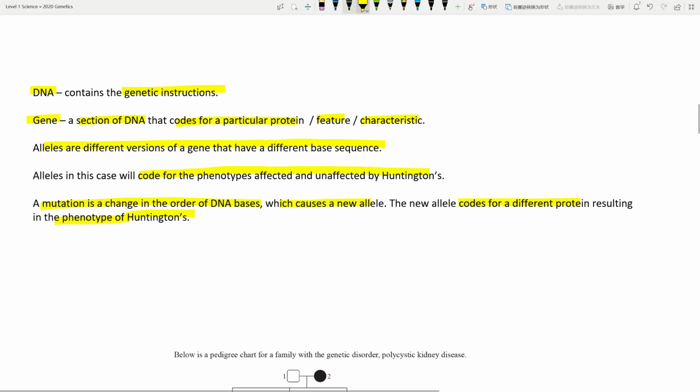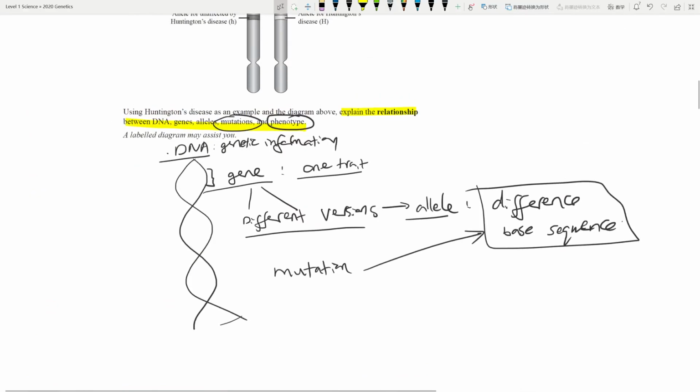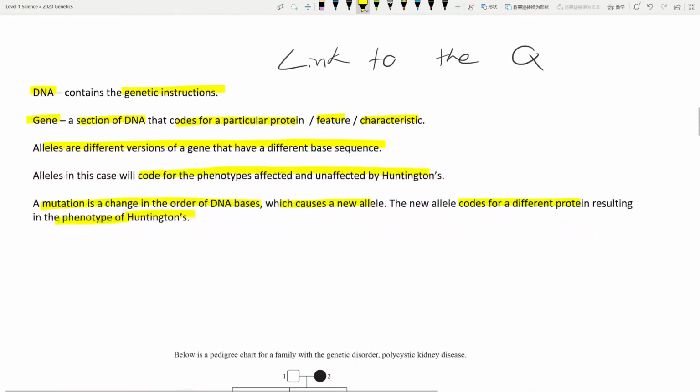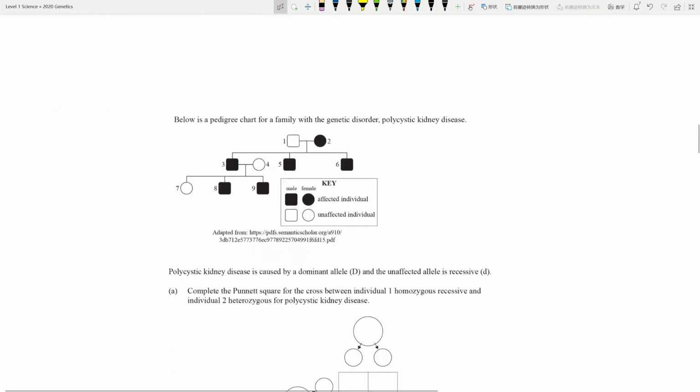One big thing they've been doing here is trying to relate to the question. So if they specifically asked you, let's see if they did. Yeah, they did. I didn't even highlight that. See that bit I'm highlighting now? Use Huntington's disease as an example. So you need to link to the question. A lot of people get trigger happy and say, oh, I know this question, definition of DNA, genes, chromosomes, I've memorized this, let's write it out. But if you don't link to the question, you will get marked down, because the question has specifically asked you to do that.